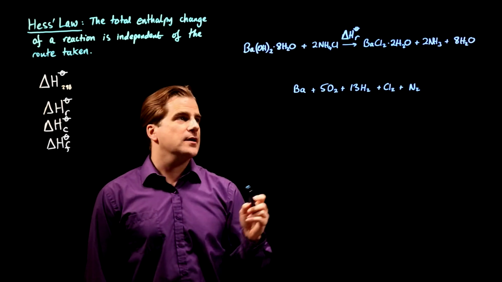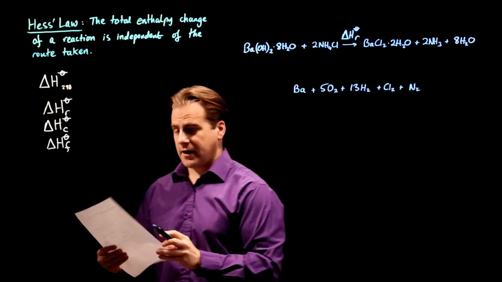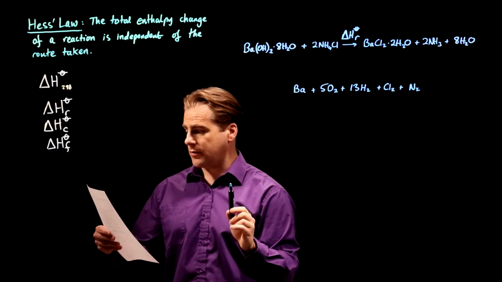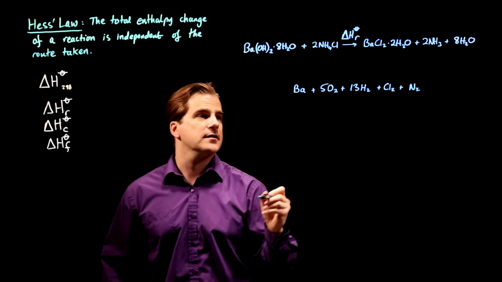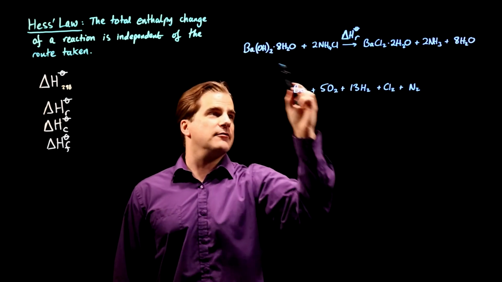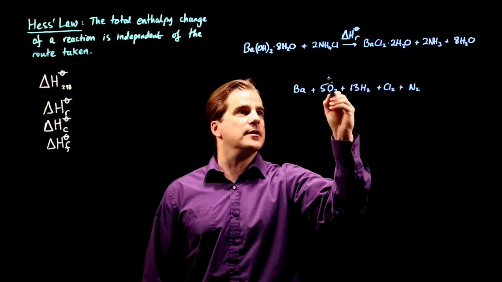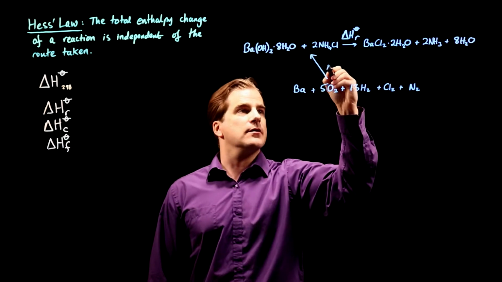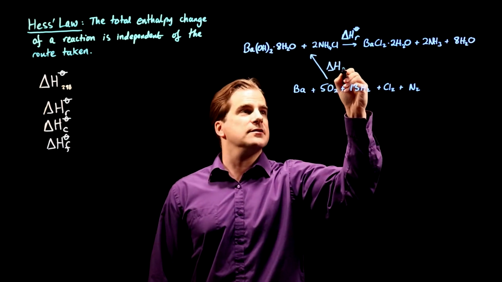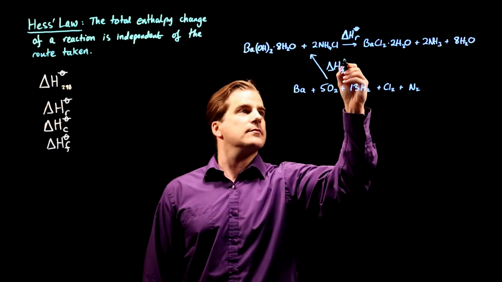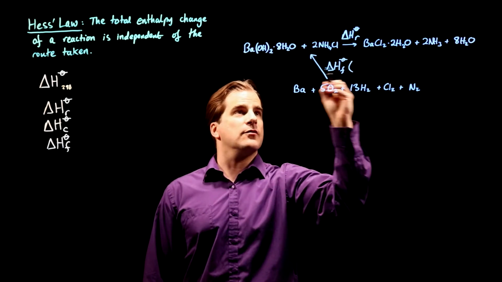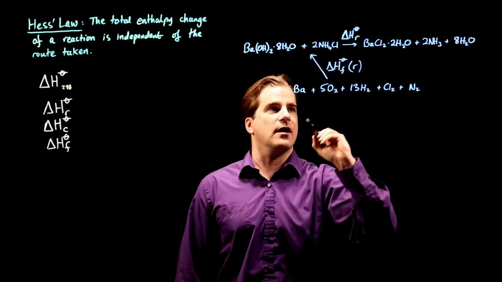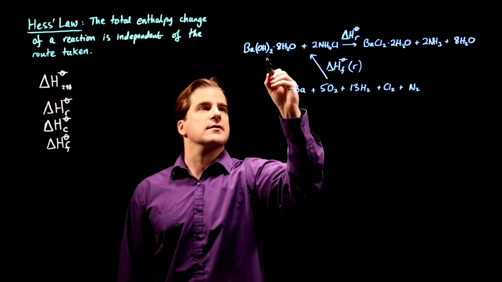So, looking at the definition of delta HF, the enthalpy change when 1 mole of a compound is formed from its elements. If you could form these in a direct reaction from its elements, like that, then the enthalpy change is delta HF. And that's of the reactants. Just write it as R for reactants. Okay?